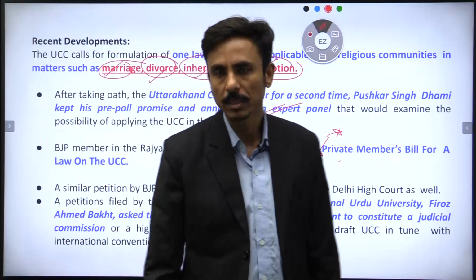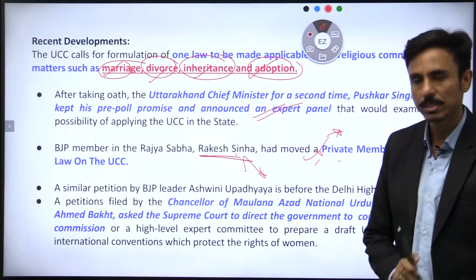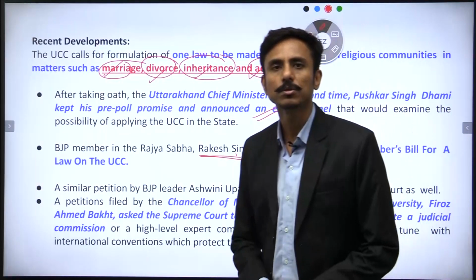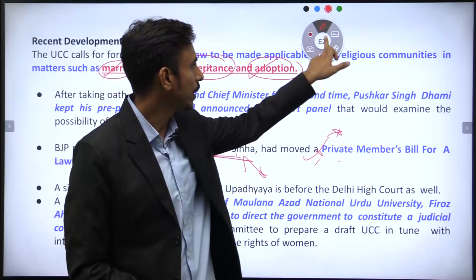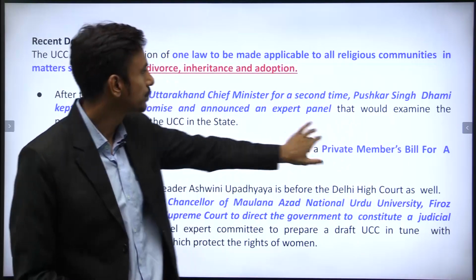At the same time, the Chancellor of the Maulana Azad National Urdu University has also asked the Supreme Court to direct the government to constitute the law for the uniform civil code in time, right? So there have been many deliberations about the same.